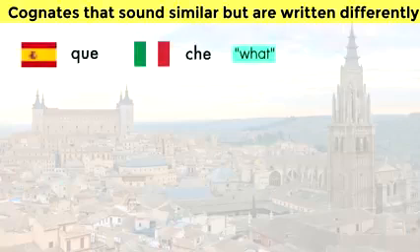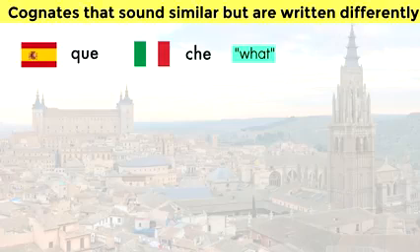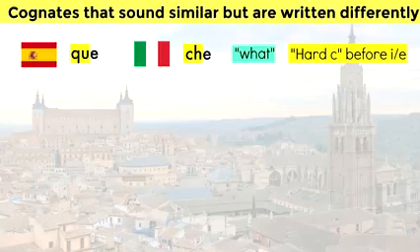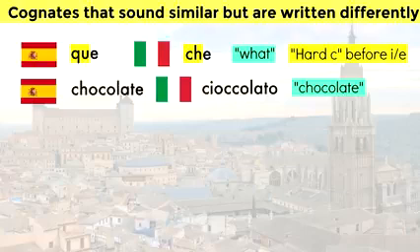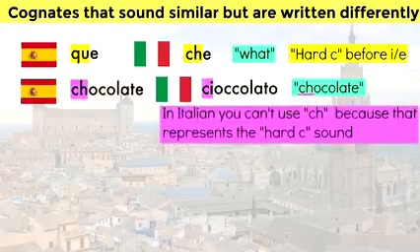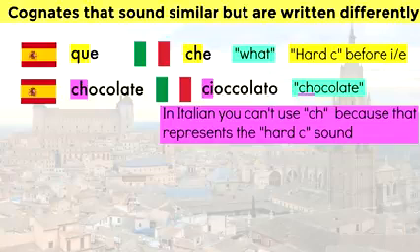The word for what in Spanish is que, spelt with QU, and in Italian, it's che, spelt with CH. In Spanish, if you want to have a hard C sound before I or E, you have to spell it as QU. In Italian, you have to spell it as CH. And while CH always represents a hard C sound in Italian, in Spanish it represents the sound ch, like in English. So in Italian you have cioccolato, spelled with CI at the beginning, but in Spanish you have chocolate, spelled with CH.